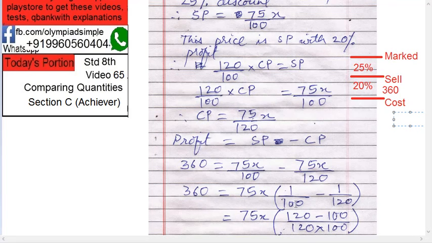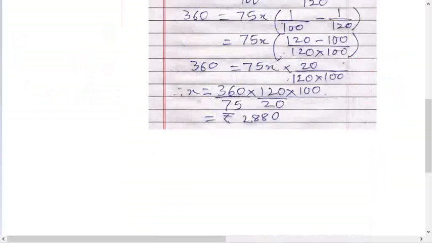Solve this: 120 here, 100 here, cross multiply, so it becomes (120 minus 100) upon (120 into 100) into 75x, that is equal to 360. Therefore 360 equals 75x into 20 upon 120 into 100.